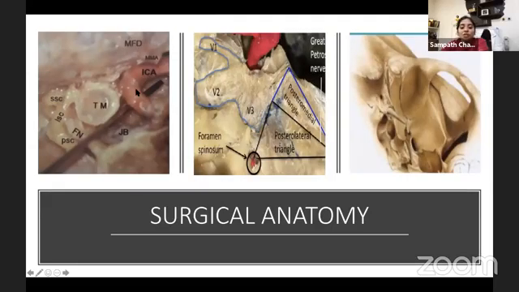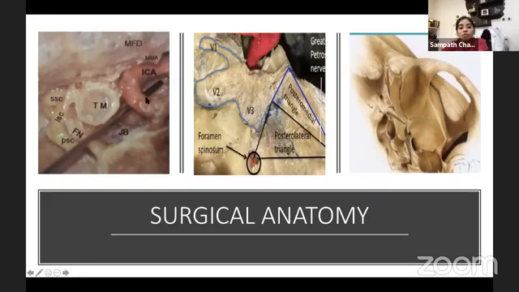Mainly in this approach, we have to know the bony components and the important vascular and neural components. The vascular component is the petrous part of the internal carotid artery, which has two parts: the vertical part and the horizontal part. The vertical part is about 5 mm in length, and the longest is the horizontal part.